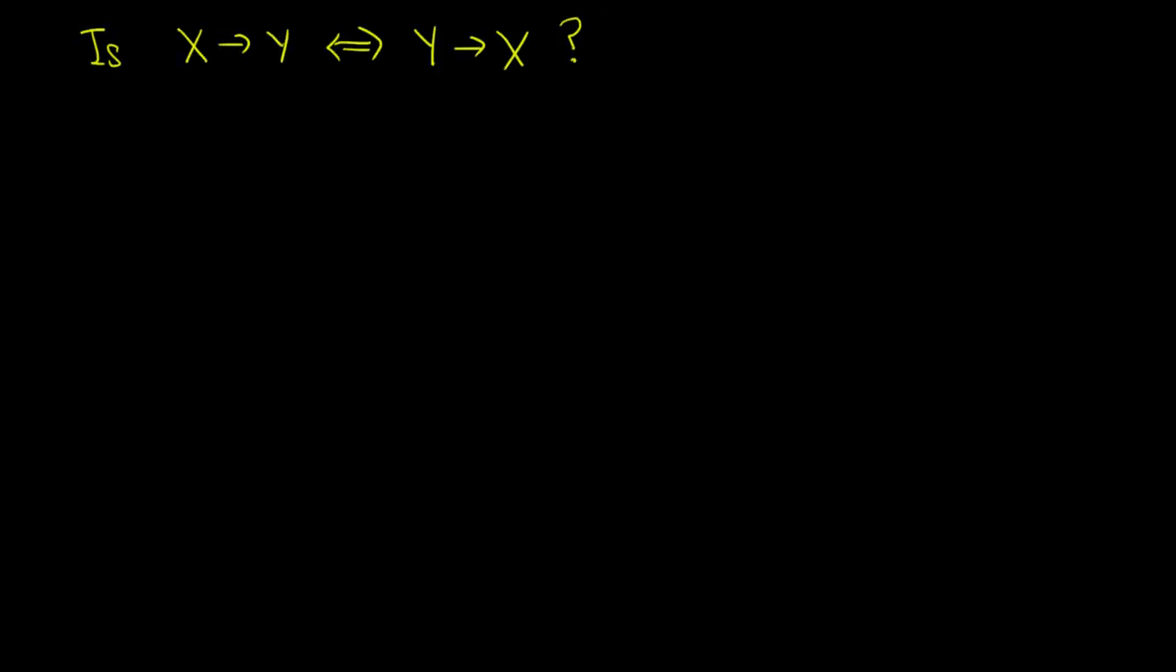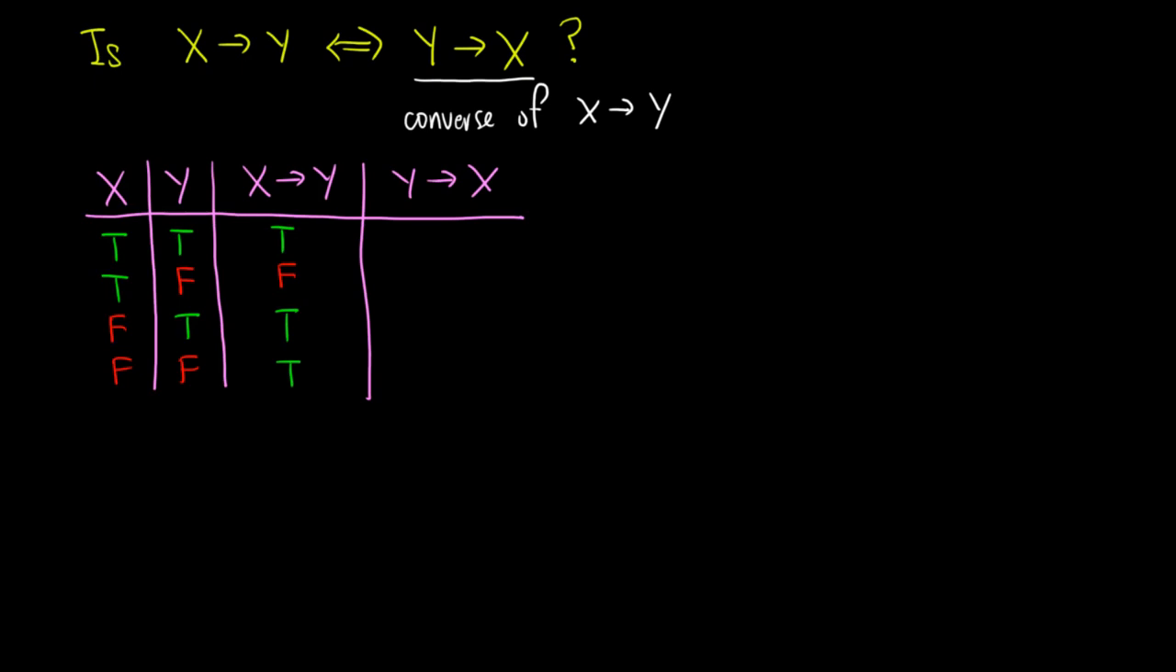Next, let's consider the conditional x → y. We can switch the positions of x and y and form another conditional y → x, which is called the converse of x → y. Now we ask, is x → y equivalent to y → x? Let's draw the truth table to find out.